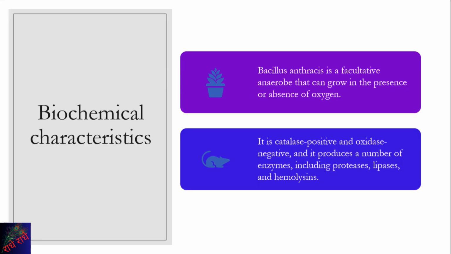B. anthracis is a facultative anaerobe with catalase-positive properties and oxidase-negative qualities. Additionally, it produces a range of enzymes including proteases, lipases, and hemolysins, enabling it to break down proteins, lipids, and red blood cells.